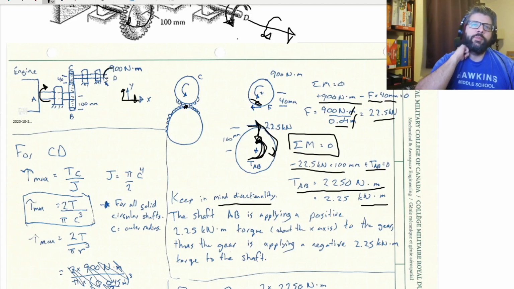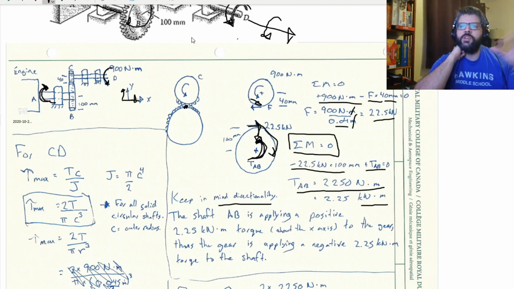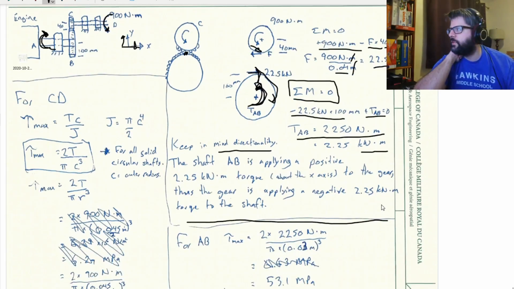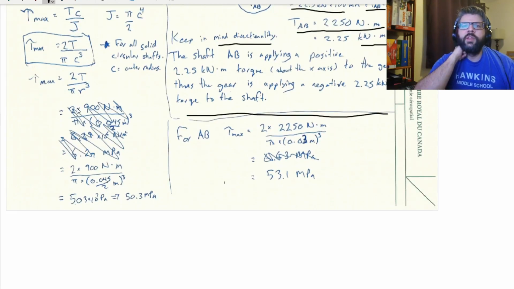If we got an input coming around here that's going like this, then we expect an output to be going the opposite way because it goes through one set of gears. It flips direction every time you go through one set of gears. So directionality is important. Try to keep that in mind. And then we go to the stresses.